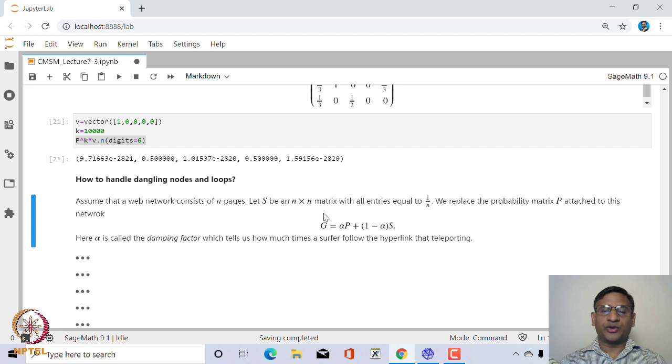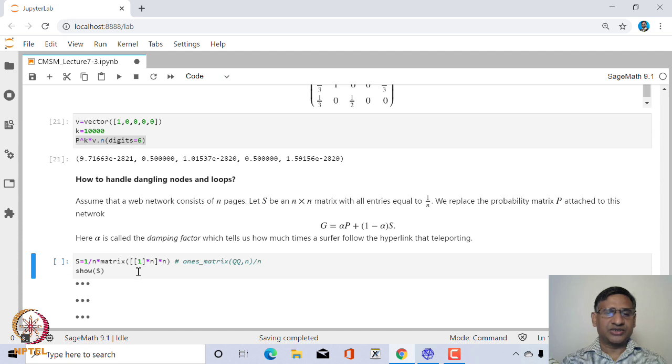This is how we update the transition matrix to this Google matrix, which is a weighted average of P and S, and here alpha is known as the damping factor. Alpha lies between 0 and 1. Generally Google takes this damping factor to be about 0.85. This has been obtained by working with several values and coming up with something which works. So you can take alpha to be 0.85.